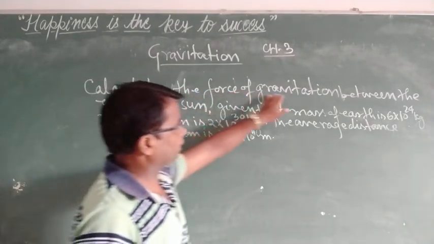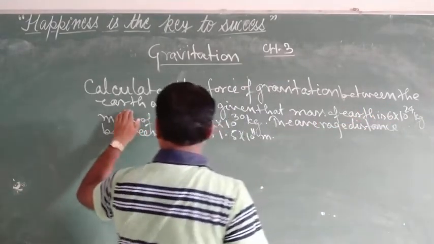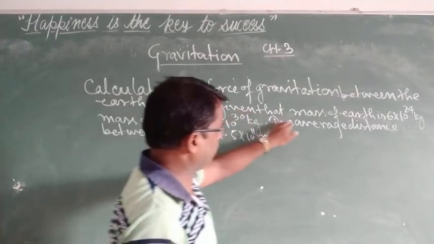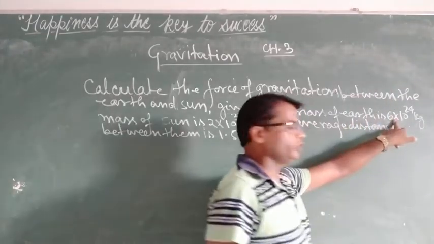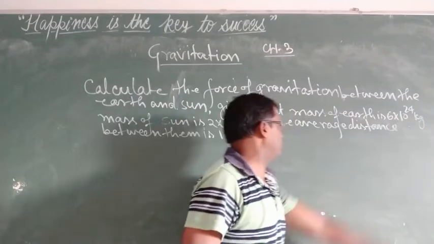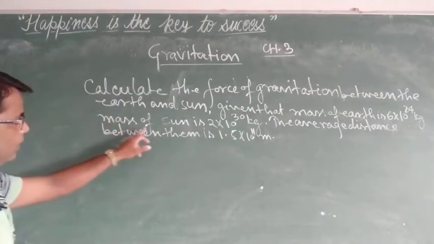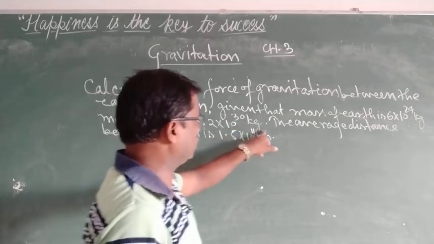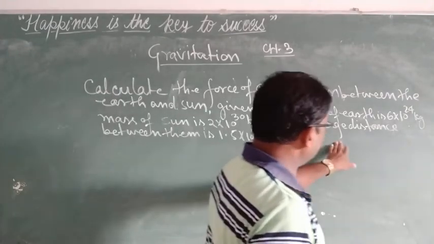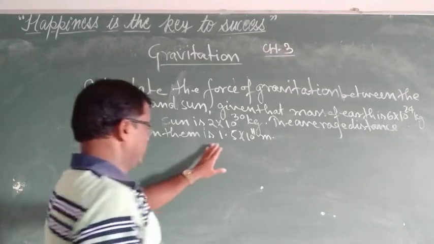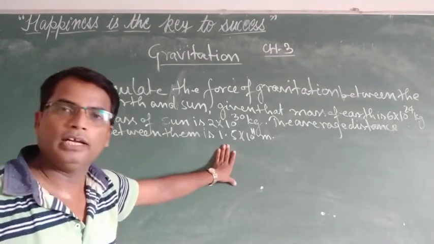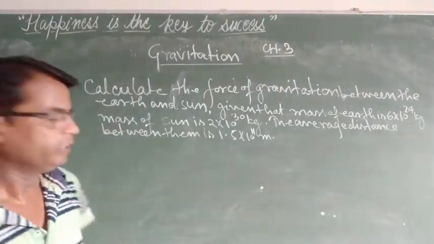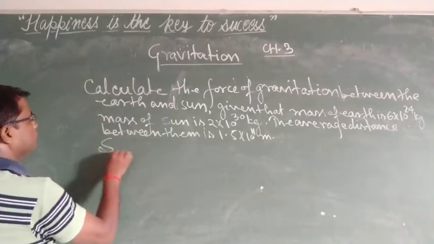Calculate the force of gravitation between the Earth and Sun, given that the mass of Earth is 6 into 10 to the power 24 kilogram, the mass of Sun is 2 into 10 to the power 30 kilogram. The average distance between them is 1.5 into 10 to the power 11 meter. You see the solution of this question.